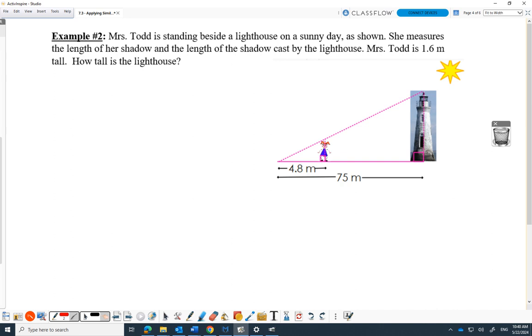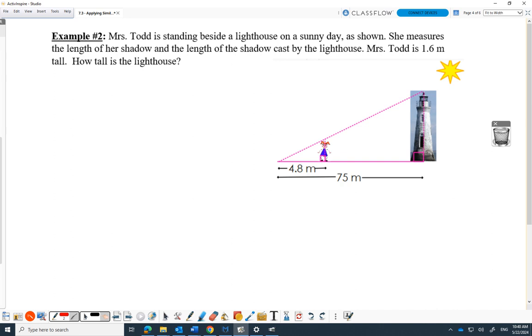Mrs. Todd is standing beside the Leaning Tower of Pisa. No, it's not the Leaning Tower of Pisa. I think she always wants to go to France, so at some point we're going to have to go to France. But she just did it at a lighthouse at Prospect. She measures the length of her shadow and the length of the shadow cast by the lighthouse.